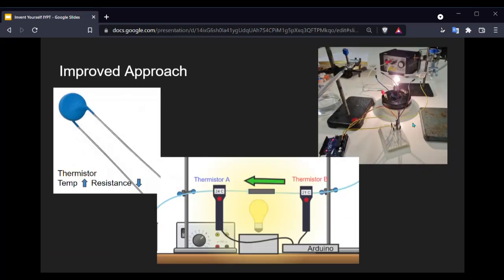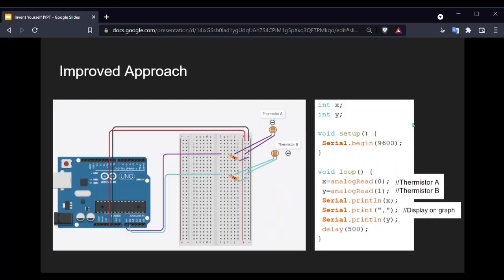To improve the device, we replaced the thermocouples with disc thermistors. Thermistors are temperature-dependent resistors, as they lower resistance when the temperature is increased and vice versa. This allowed us to measure the temperature more accurately. These two thermistors were connected to a 5-volt Arduino and were measured through the analog pins. The analog pins measure input voltages between 0 and 5 and convert them into integer values between 0 and 1023. A diagram of the setup is shown here.